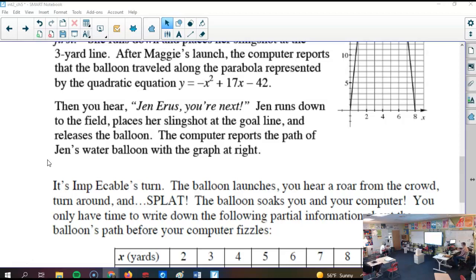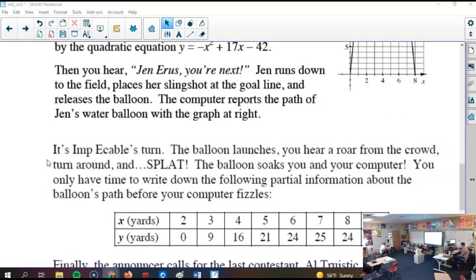It's now Impeccable's turn. Wow, look at that. Well, impeccable is not very common. The other two kind of make sense, but this one just makes no sense. Great. Hey, Imp, what's up, man? Like, that just sounds like an insult.